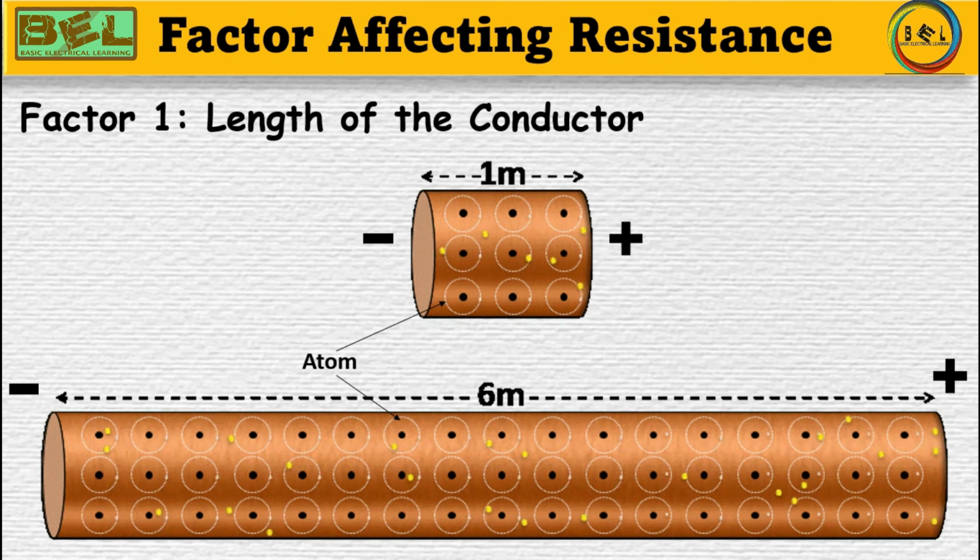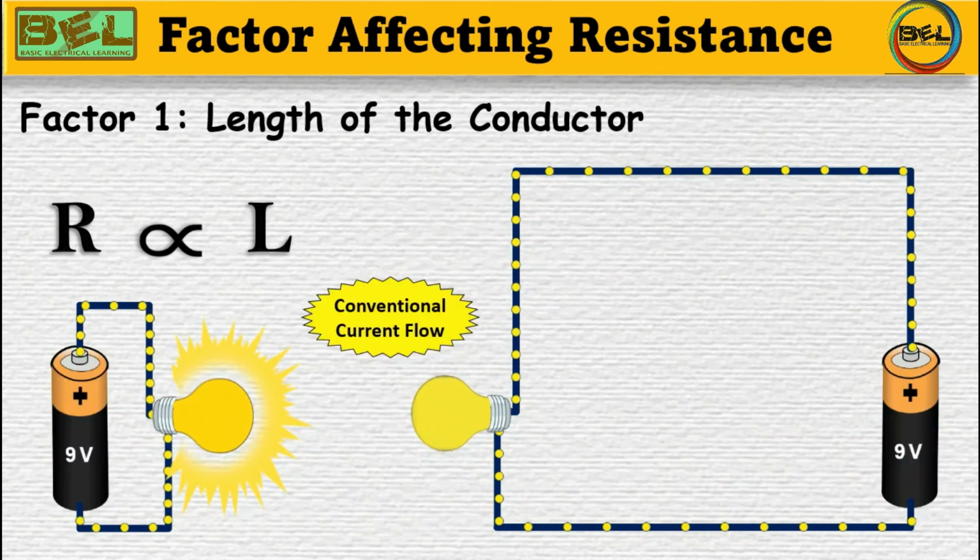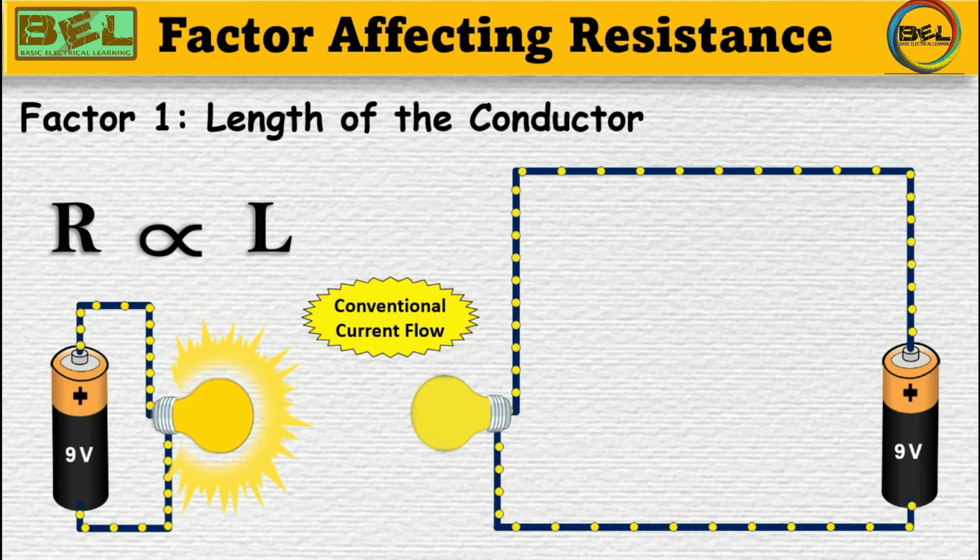In contrast, a shorter wire has fewer atoms, resulting in fewer collisions, less energy loss, and lower resistance, making it a more efficient conductor of electricity. Resistance is directly proportional to the length of the conductor. The current flow shown in this video is the conventional flow of current, which goes from positive to negative.